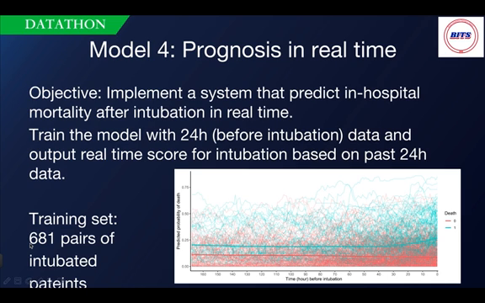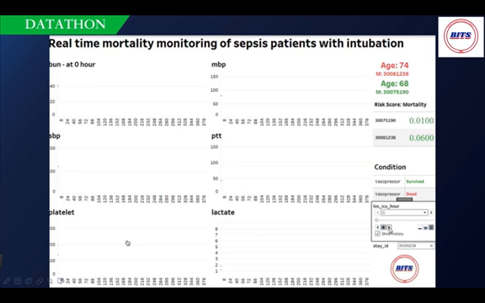Model 4, prognosis in real time. Clinicians will also be able to get a better guess of the prognosis after intubation. The figure shows that the patient died in hospital have a higher score throughout the course, and the score sharply increase near the time of intubation. And here is another real-time mortality monitoring of sepsis patients with intubation.